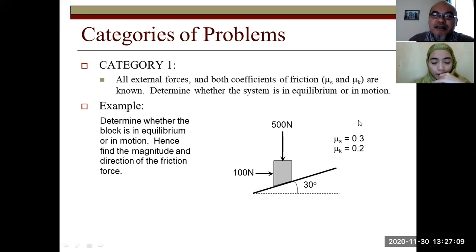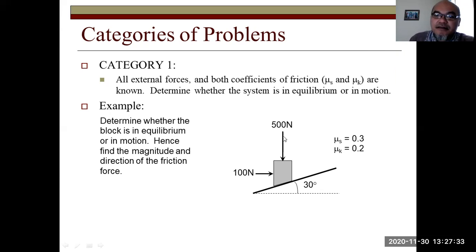So remember, it will start to move when the friction force is above the friction maximum, the maximum static friction, Fm. It will be in equilibrium when the friction force is still below that threshold. μs is known to be 0.3, μk is known to be 0.2, and here there is a vertical force pointing downward, 500 Newton. The mass is not known. Then there is a pushing force to the right equal to 100 Newton, and that block is located on a slope of 30 degrees from the horizontal.